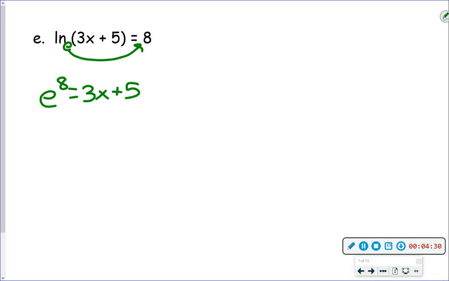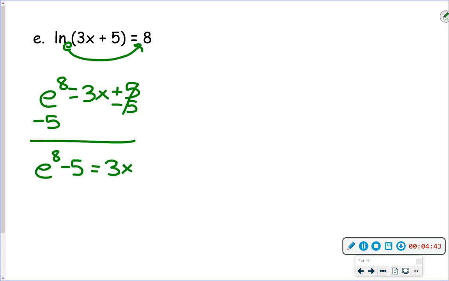Now, I can't use my calculator, so I'm not going to type e to the 8th in, but I am going to go through and at least isolate x. I'm going to subtract 5. Now, I cannot combine e to the 8th and 5, minus 5. They're not like terms. I'm just writing it down. And then to get x alone, we'd have to divide everything by 3. Looks crazy since I can't use my calculator, but we've got x alone. We achieved our mission.